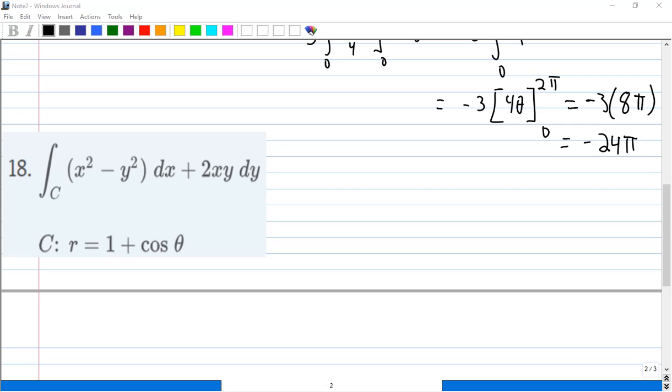Alright, so remember, find your M, find your N, then take your derivative of your M with respect to y, your N with respect to x.